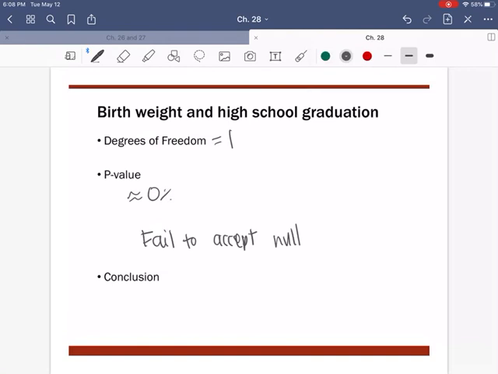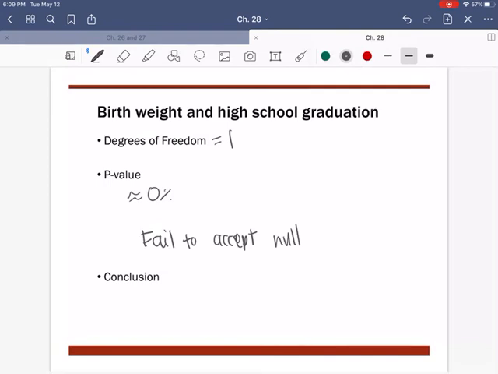So we reject the null. And it looks like they actually are dependent. So there's evidence to believe that birth weight and graduation rate, or age, are dependent. Notice it's not causation, it's just a dependence or a correlation there.